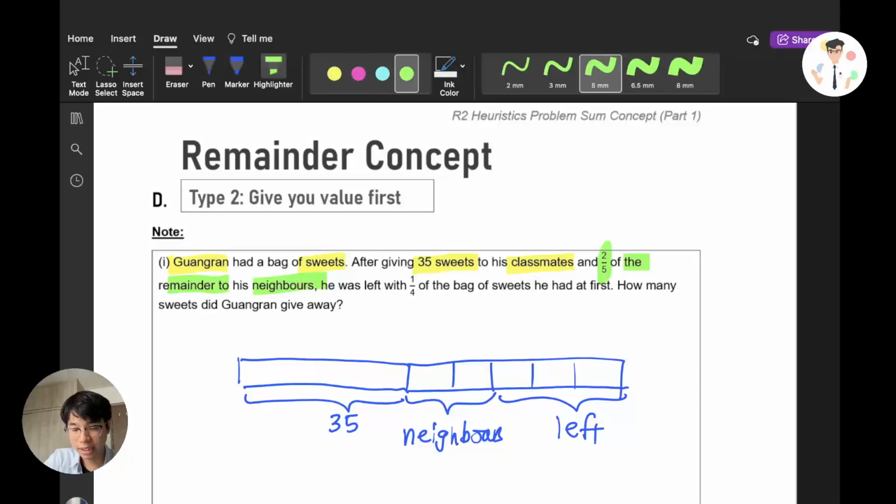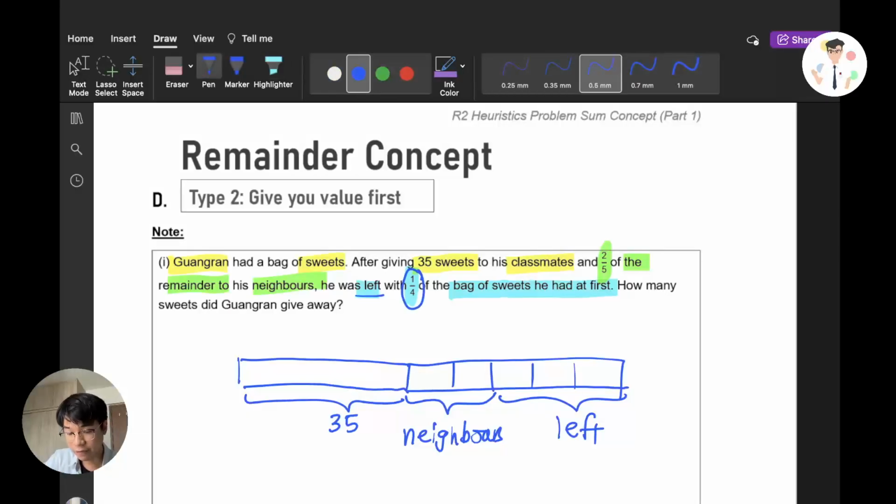But the question here actually says what? He was left with 1/4 of the bag of sweets he had at first. Now, this is important. Left with 1/4 of the bag of sweets that he had at first. Now, you need to clearly understand one thing. This one is actually what I have left. Very good. And this 4 is what? The bag of sweets he had at first, which is actually my total at first.